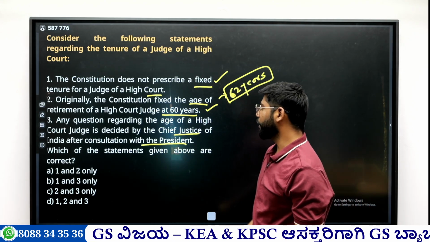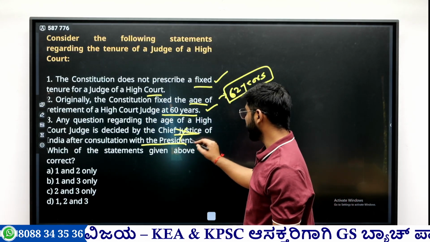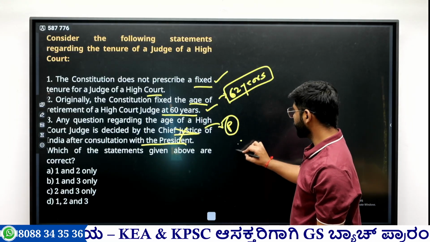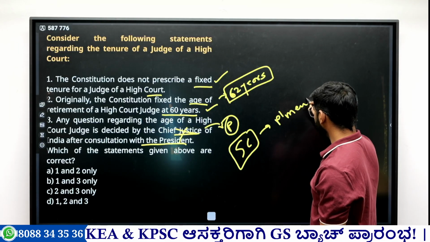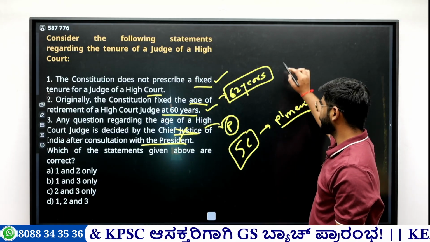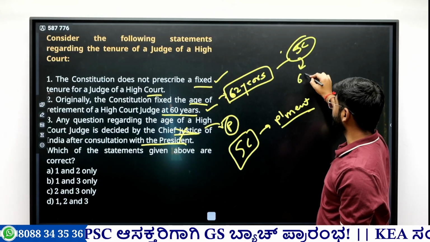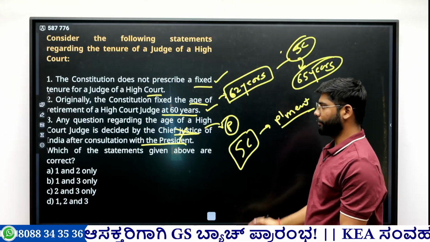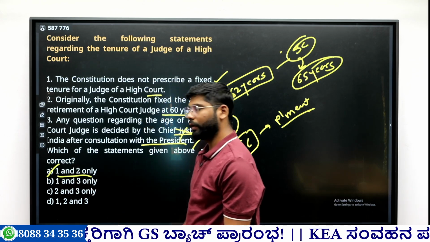Then any question regarding age of the High Court judge is decided by Chief Justice. It is not Chief Justice but it will be decided by the President, when it comes to High Court. Now when it comes to Supreme Court, who will decide this? It is the Parliament will decide when the question of age arises. And what is the maximum limit in Supreme Court? It is 65 years. Okay, so these are some comparisons. So the last statement is wrong here. Correct option is here A. 1 and 2 are correct here.